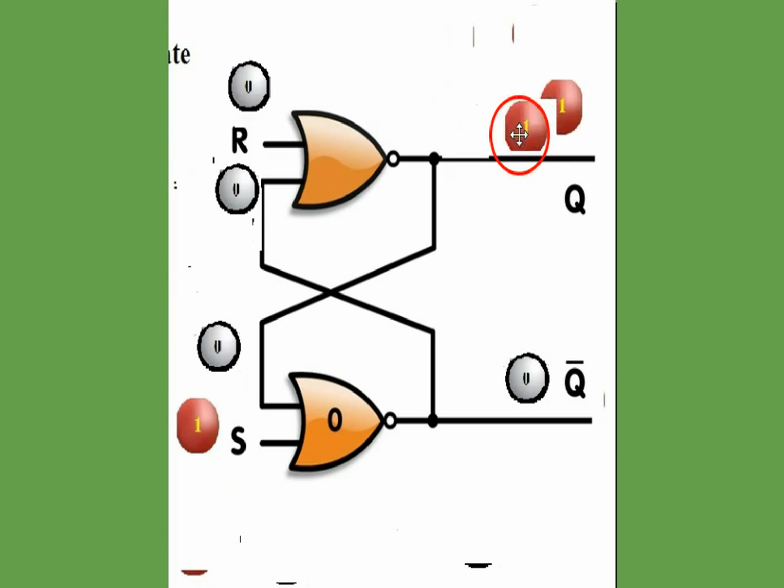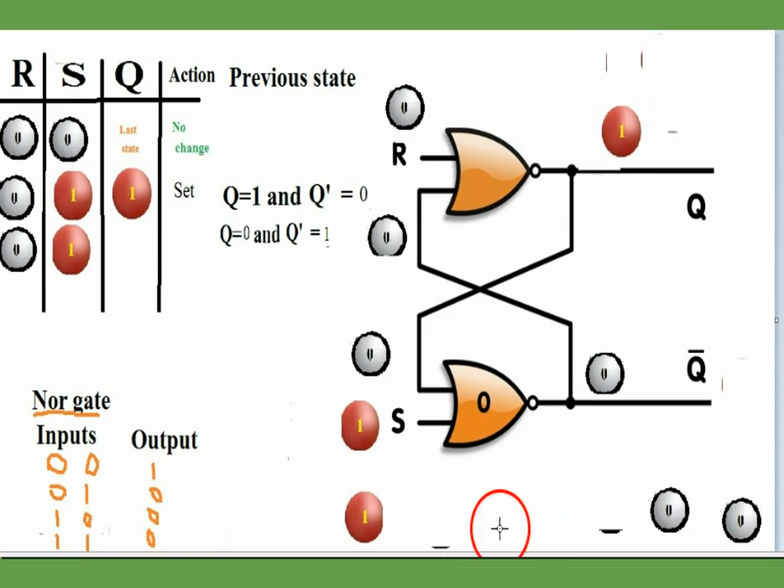1 is coming. 1, 1 is again 0. So Q complement is 0. So that's the result. Whatever the last state, if R is 0 and S is 1, it is 100% sure Q will always be 1. Whatever the previous state was, no problem. Q will always be 1. This is very, very important to remember.